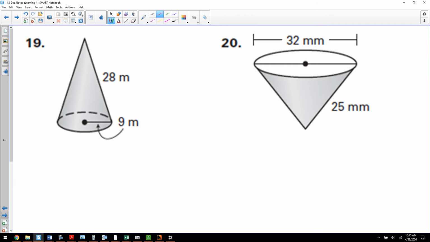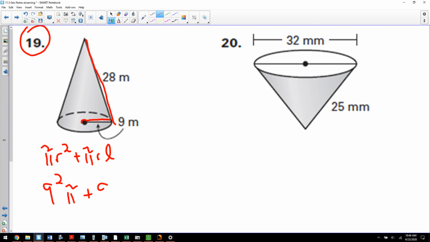So right off the bat, if I'm looking at the question here, number 19, we'll start with this one. You'll see that we have our radius given, and we have our slant height given. So we just have to write out the formula, pi r squared plus pi r L. So this is 9 squared times pi plus 9 times 28 times pi. And we can throw that all in the multi-view calculator.